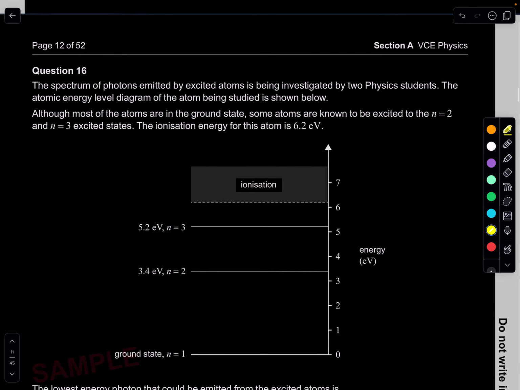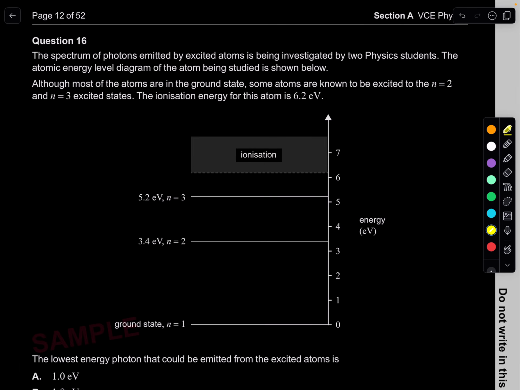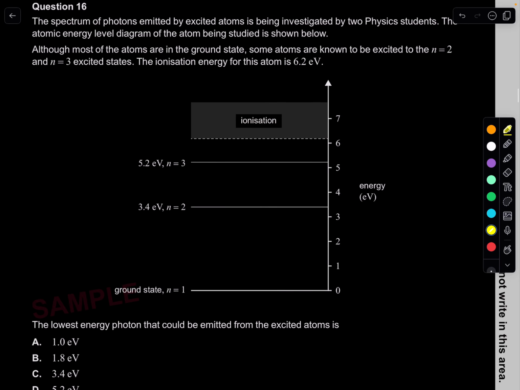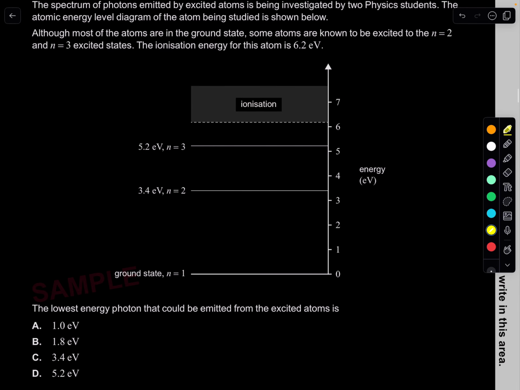Beautiful. Question 16. The spectrum of photons emitted by excited atoms is being investigated by 2 physics students. The atomic energy level diagram of an atom being studied is shown below. Although most of the atoms are in the ground state, some atoms are known to be in excited states, the n equals 2 and n equals 3 excited states. The ionization energy for this atom is 6.2. The lowest energy photon that could be emitted from the excited state atoms is what?